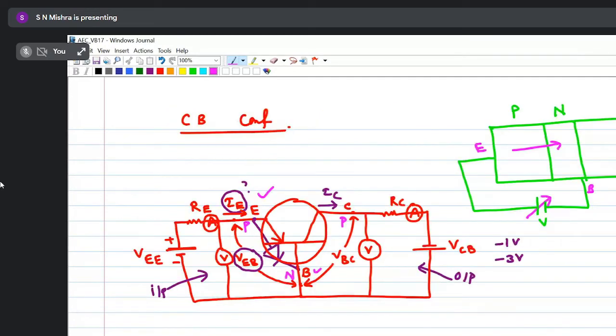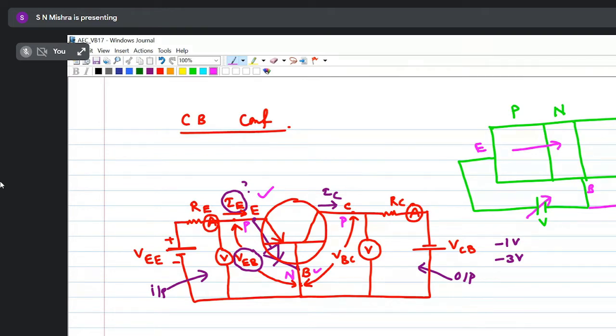Now when I increase VCB, VCB means this is your collector, this is your base. So the collector is negative, this is positive. So when I increase VCB, that means I am giving more negative potential to the collector side, and that will attract more holes towards the collector side due to the negative potential. So the IE current will increase.